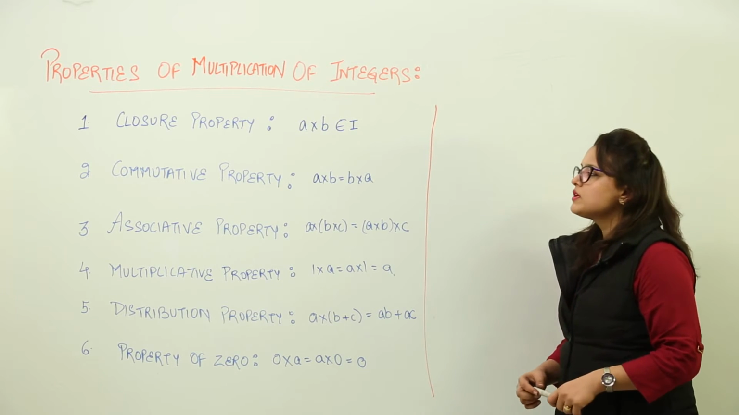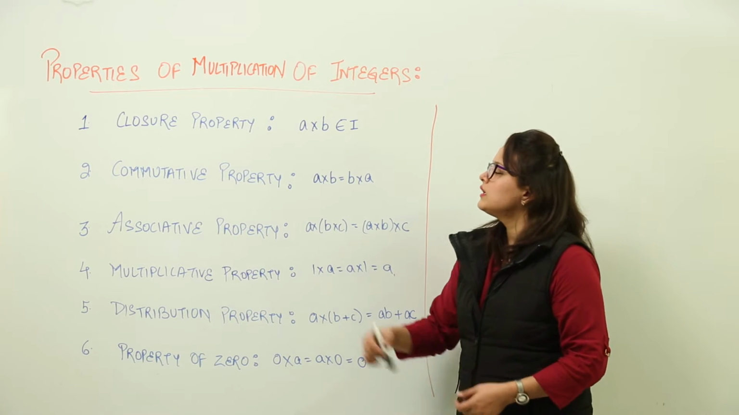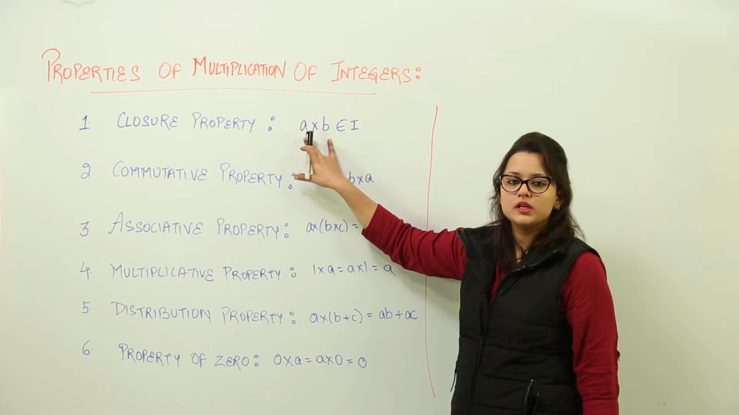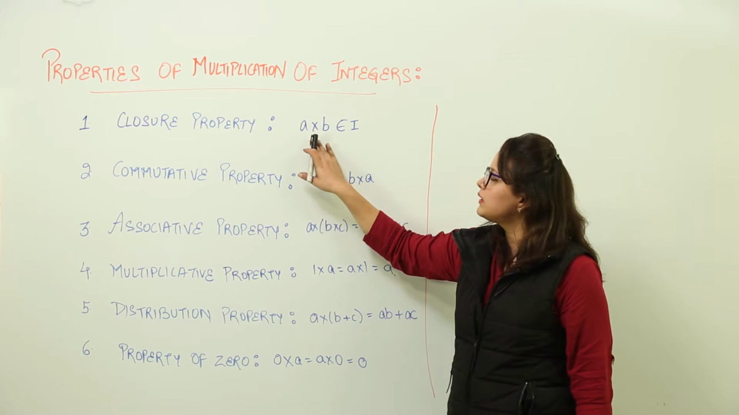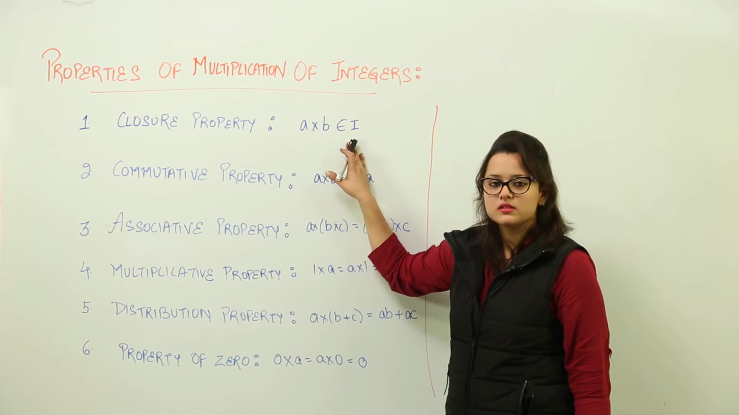Properties of multiplication of integers. The first property is closure property. In closure property, we have the multiplication or the product of two integers. When two integers are multiplied, the product is lying in the set of integers, right?